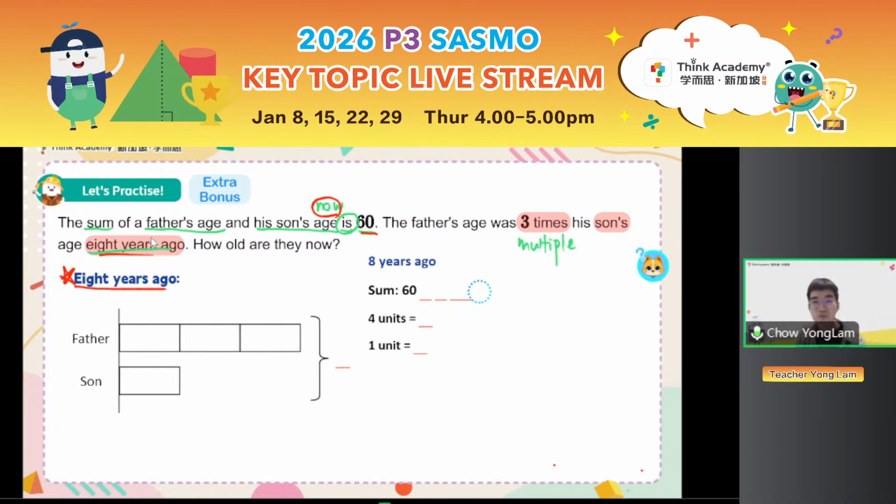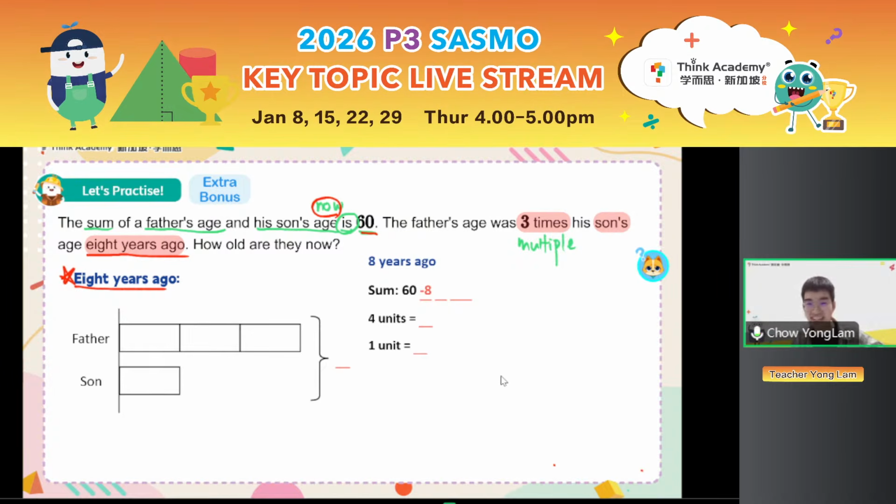Because think about it. What happened 8 years ago? 8 years ago, did the father become younger? Yes, the father becomes younger. He becomes younger by 8 years. So his age will minus 8. So there is 1 copy of minus 8. But does that mean the son did not get younger? Only the father gets younger?